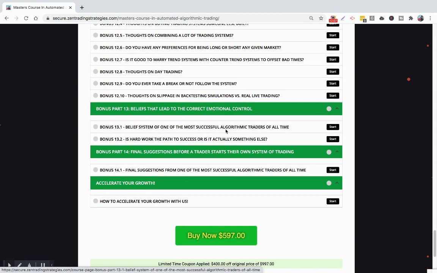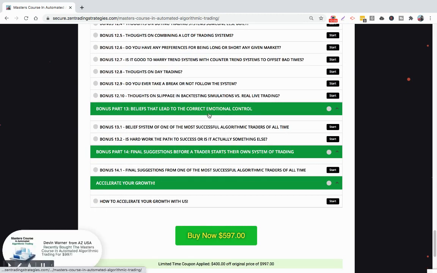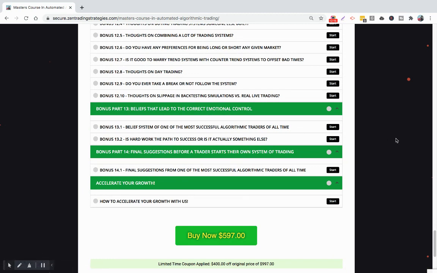You'll learn about beliefs that also lead to the correct emotional control, and this will include the complete belief system of one of the most successful algorithmic traders of all time, and his beliefs on hard work, or if it's actually something else, and then any final suggestions before a trader starts trading their own system of trading.